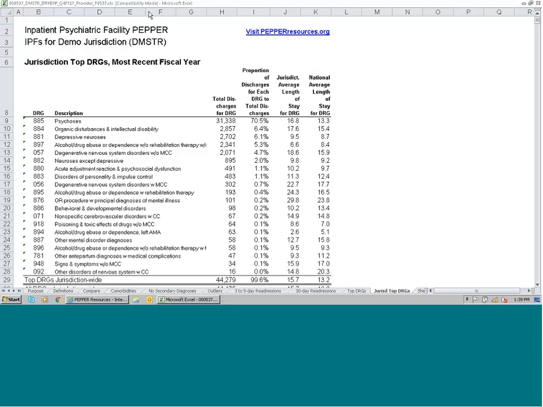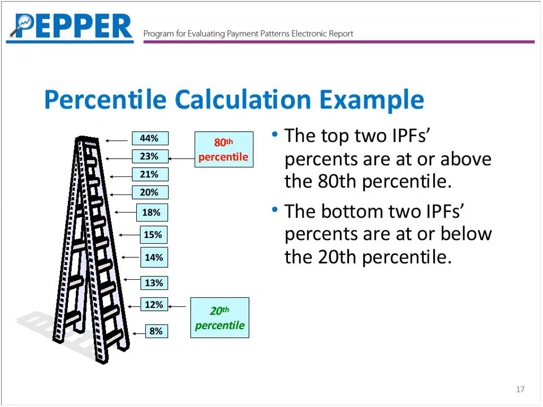So that was a quick look at a PEPPER. I hope that that was helpful for some of you.